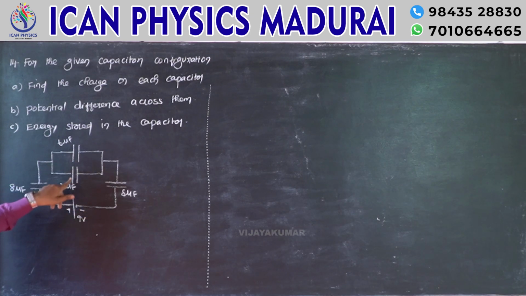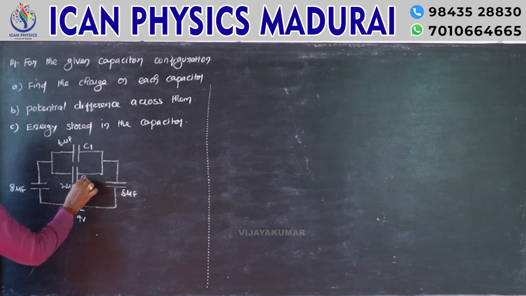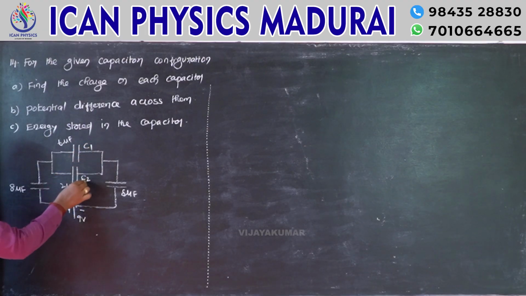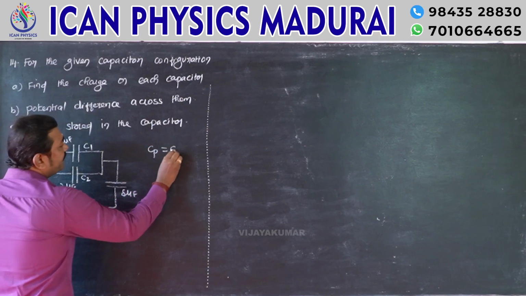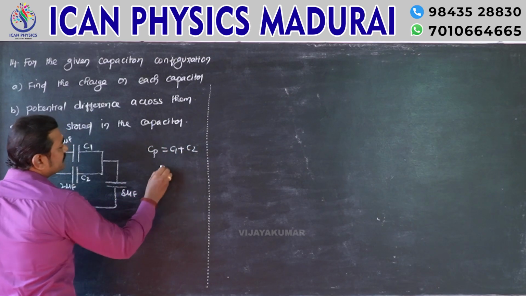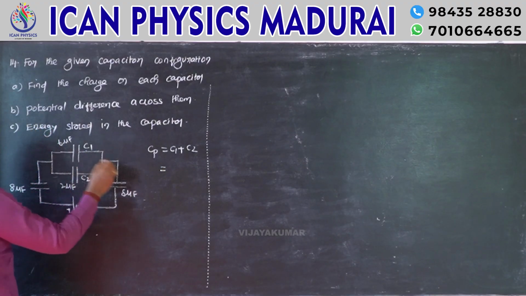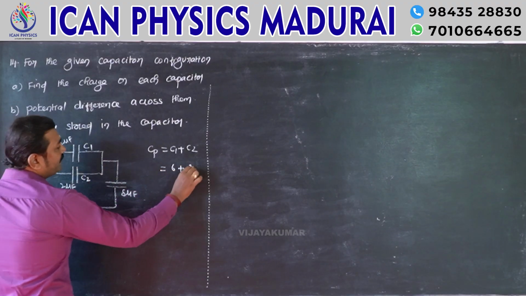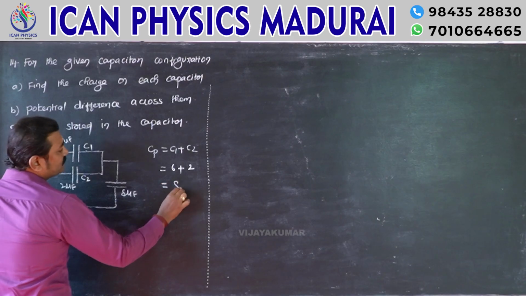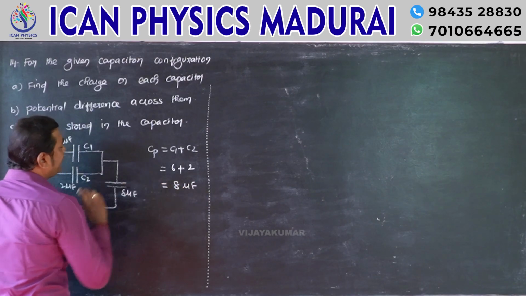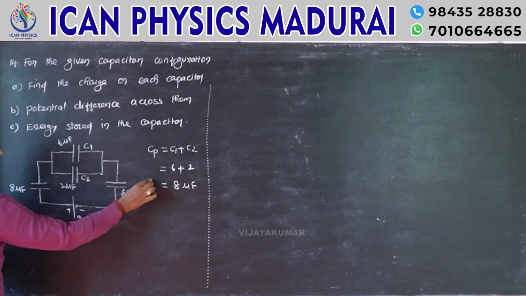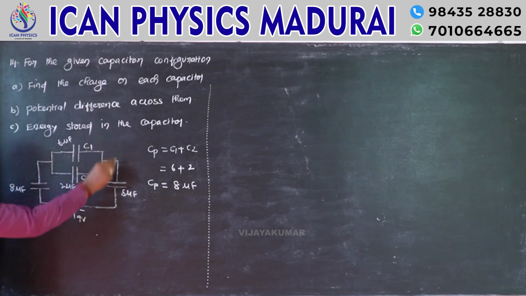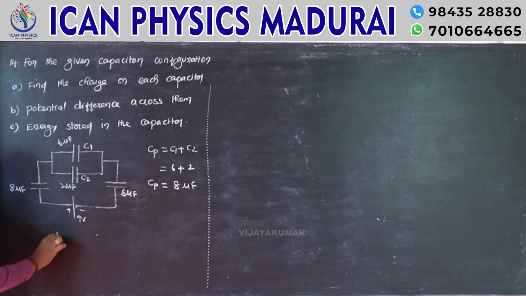These two are connected in parallel. So, we can give the names C1, C2. C1 and C2 are connected in parallel, so CP equals C1 plus C2. C1 value is 6, C2 value is 2. So, 6 plus 2, 8 microfarad. Now, these two become one, that is CP, so the circuit is changed.